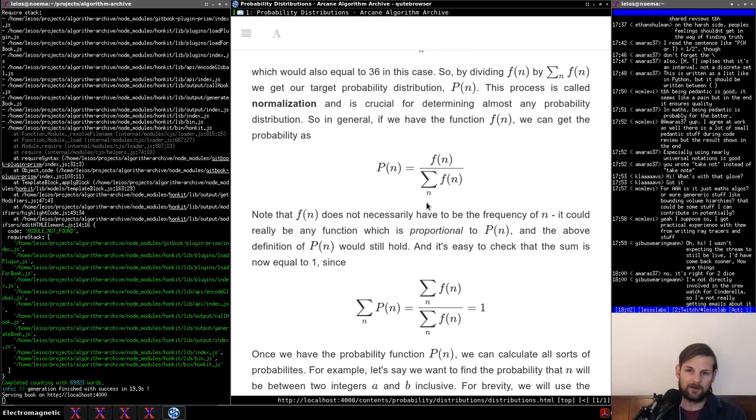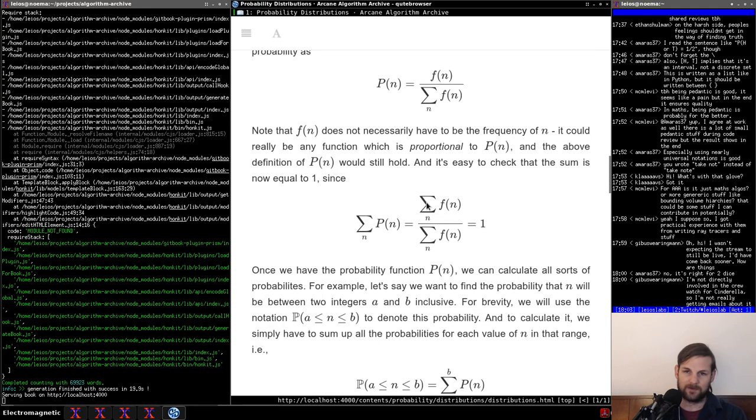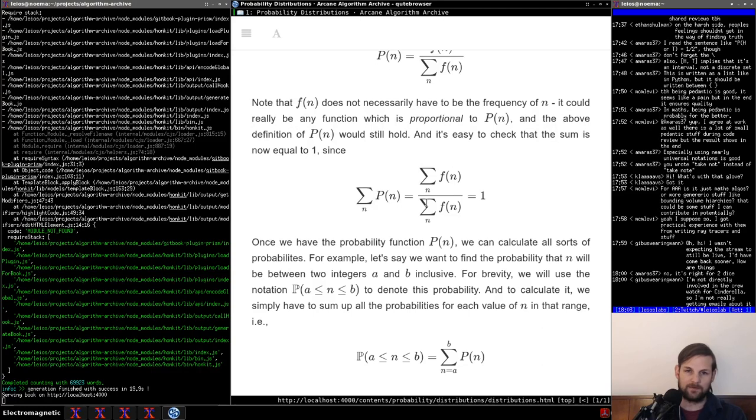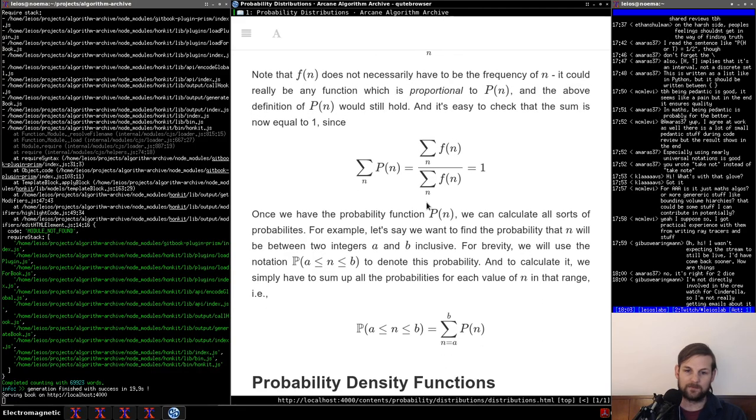So in general, if we have the function f of n, we can get the probability as the following. Note that f of n does not necessarily have to be the frequency of n. It could really be any function which is proportional to P of n.